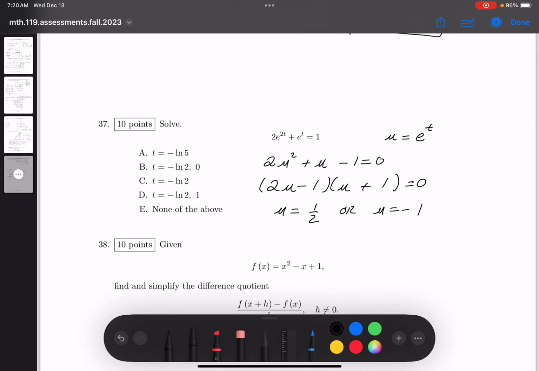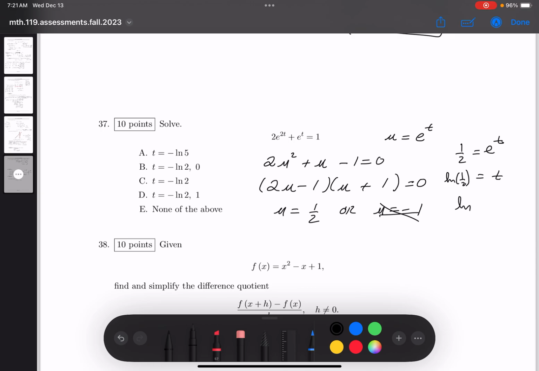I hope you realize that u can't be minus 1, because in a real number system, e to the t is going to be a positive number. So this is out of the question. So I've got to figure this out. What do I got? I got 1/2 equals e to the t. I'll rewrite this as a log. So t would equal the natural log of 1 over 2. I don't see that answer being listed, by the way.